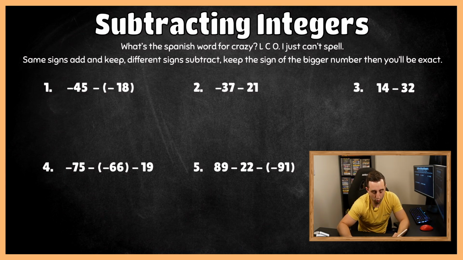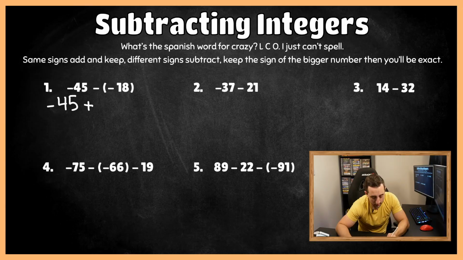So we have negative 45 minus a negative 18. And loco comes into play here because we're going to leave the first number alone, which is the L. So let's leave negative 45 the way it is. Then for C, we're going to change subtraction to addition. So let's change that to addition. And then O standing for opposite. So we're going to turn negative 18 to its opposite, which is positive 18.